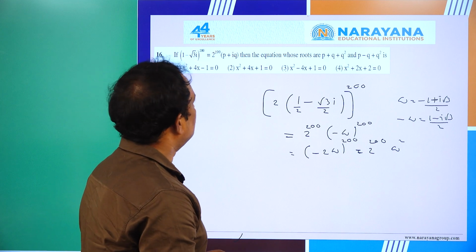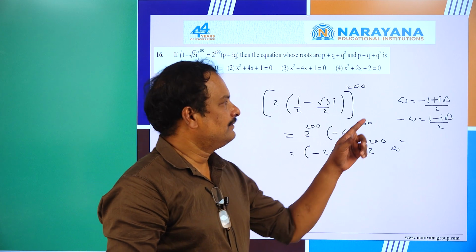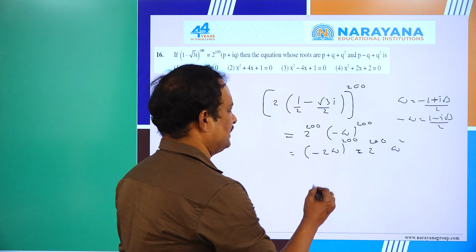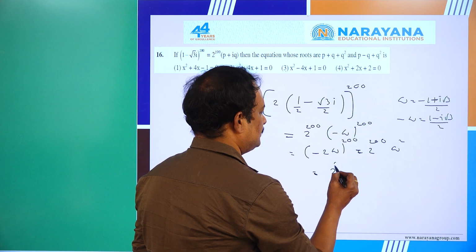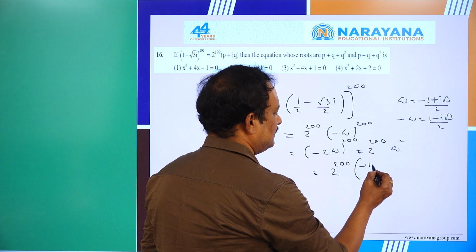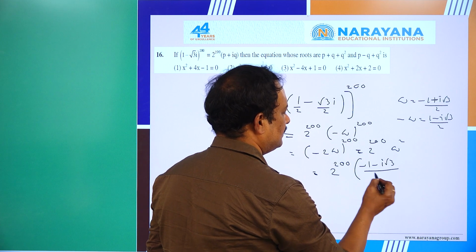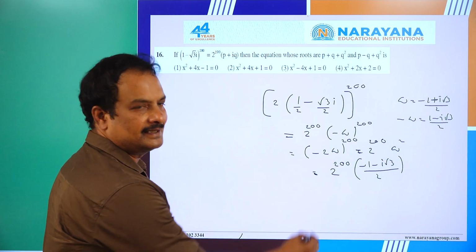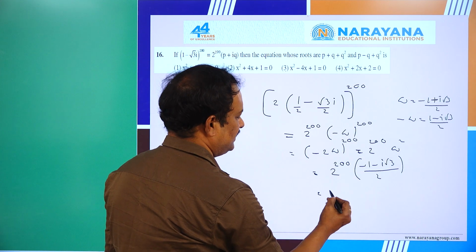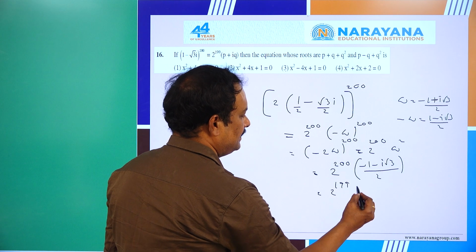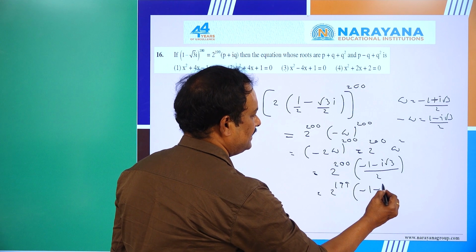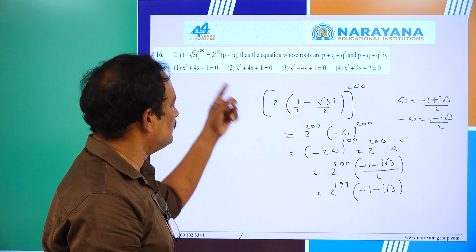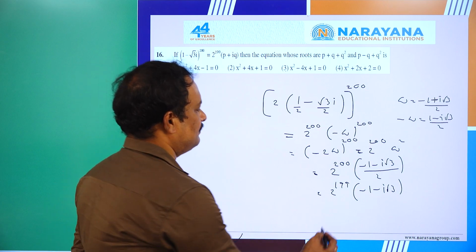So, what about p plus iq here? Omega square, when omega is (minus 1 plus i root 3) by 2, what is omega square? (Minus 1 minus i root 3) by 2. So, this is 2 power 200 into (minus 1 minus i root 3) by 2 there. And this was given as equal to 2 power 199. Yes, obviously we have 2 power 199. This is 2 power 199 into (minus 1 minus i root 3). So, this is the final one. But when you compare this with the RHS, 2 power 199 into (p plus iq), what is the p value?